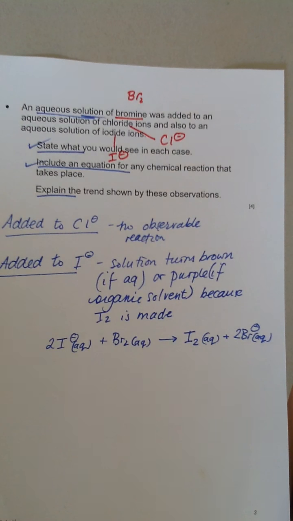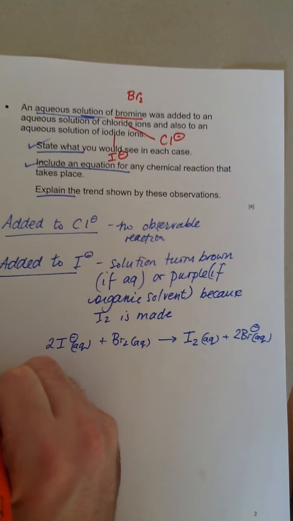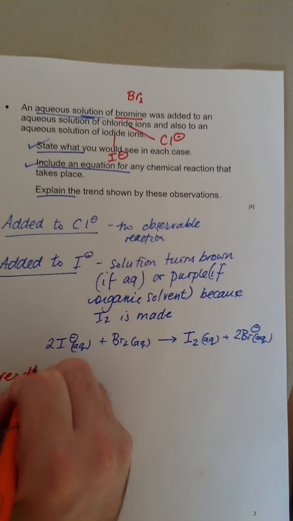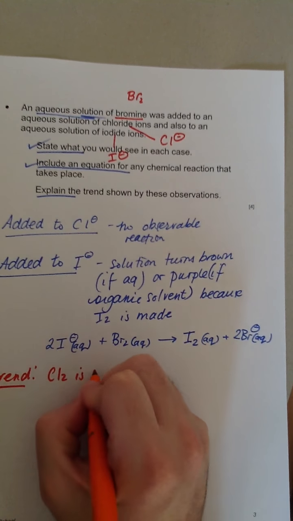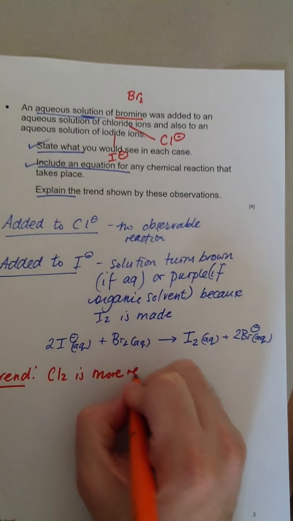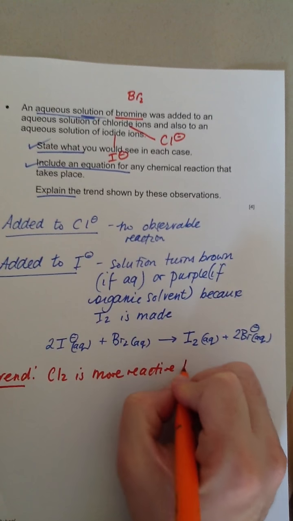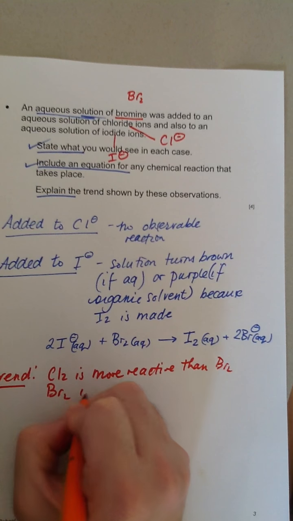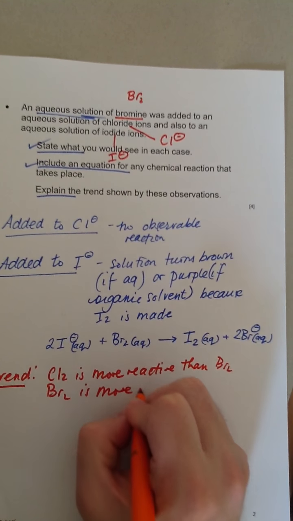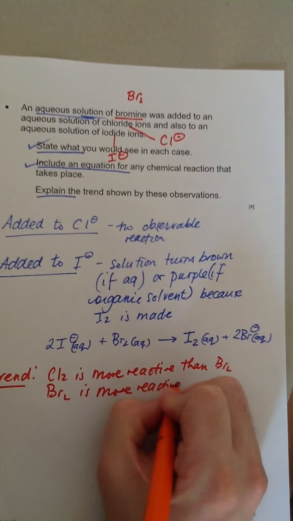So that takes care of this part, and it's to explain the trend shown by these observations. So the trend is talking about the reactivity. So to make it clear for the examiner, the trend is that chlorine is more reactive than bromine, and bromine is more reactive than iodine.